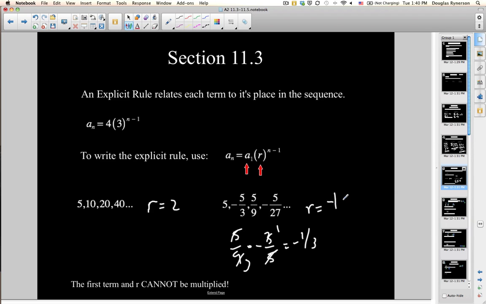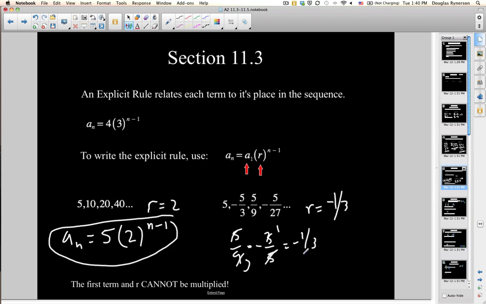If I take the first term and the common ratio and plug these in, I know that a sub n will be equal to a sub 1, which is 5, times my common ratio, 2, to the n minus 1 power. This is my explicit rule. Over here I know that a sub n is equal to my first term, 5, times my common ratio, negative 1/3, to the n minus 1 power. Okay, so that's how we write the explicit rule.